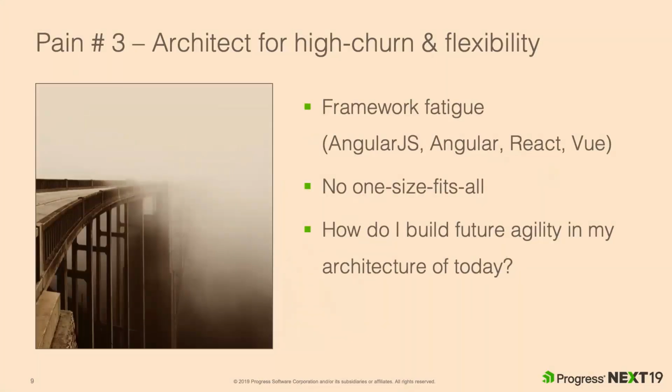And the last pain is architecting for high churn and flexibility. Framework fatigue, right? There's so many different frameworks out there. You might have started with jQuery, now you're working with Angular, AngularJS maybe, now Angular, thinking about React. What's this Vue? Vue sounds pretty cool, right? Blazor, any Blazor users in the crowd? Anyone thinking about using Blazor? Oh, okay, a few thinking. Okay, right? So from an architecture standpoint, how do you build the future agility in the architecture of today, right?